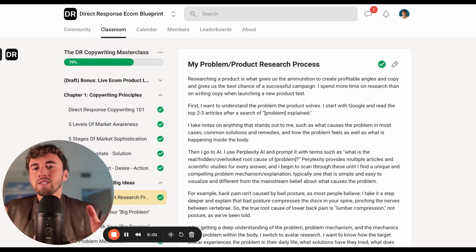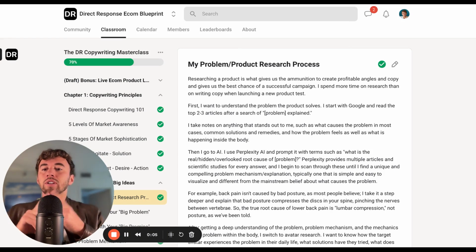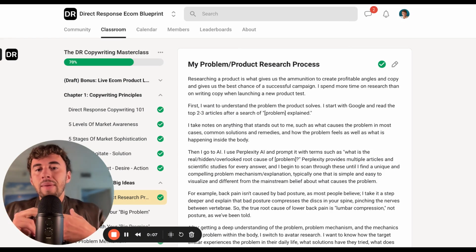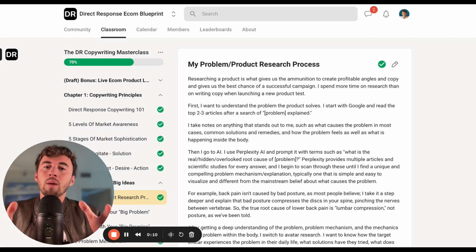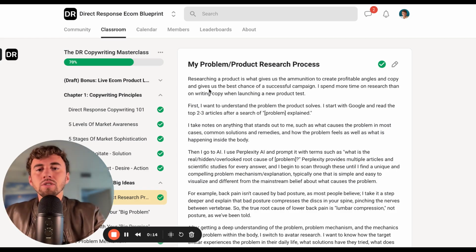This is the research process that I go through before I launch any product or make any of my ads. First, I want to understand the problem and then the product. But this is mostly for understanding the problem and the avatar, which is going to help you write the bulk of your VSL. So this is what gives us the ammunition to create different angles, right?